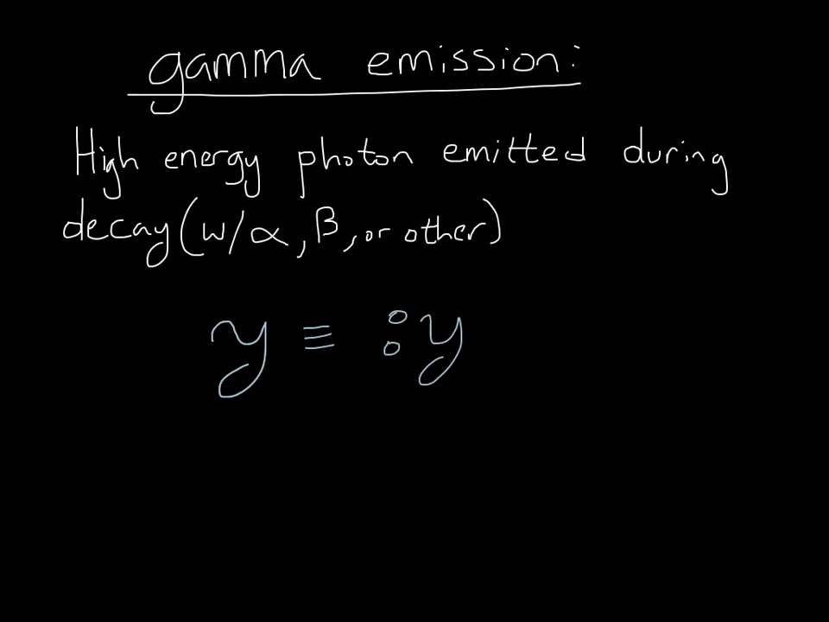As a result, it's actually one of the most dangerous forms of radiation because it's just straight up energy. If there were laser guns that we could use, it would be in the form of gamma emissions.